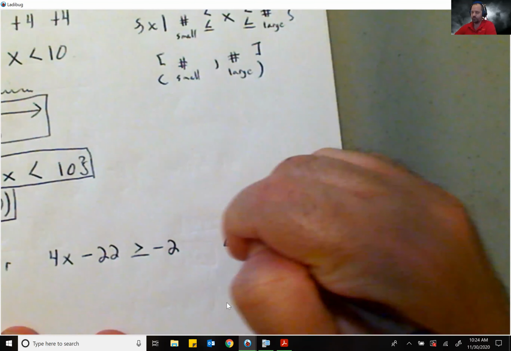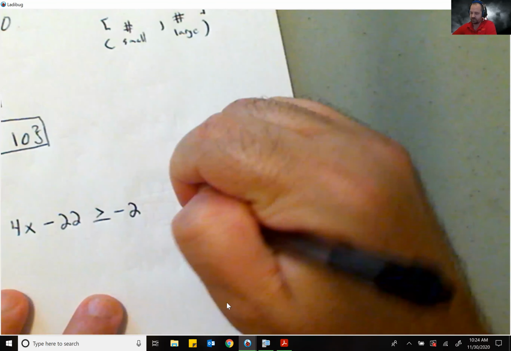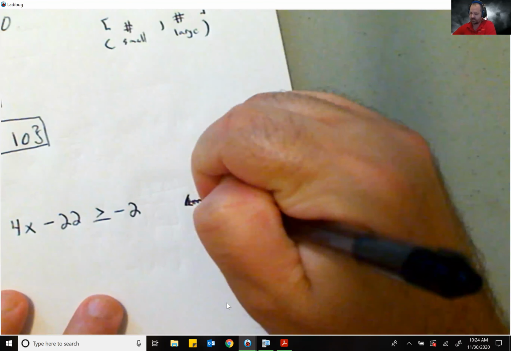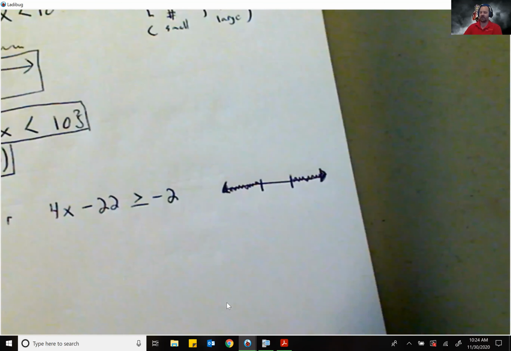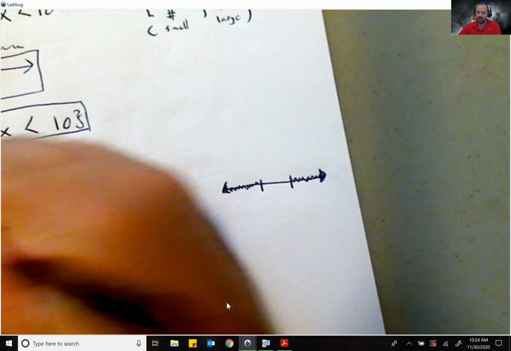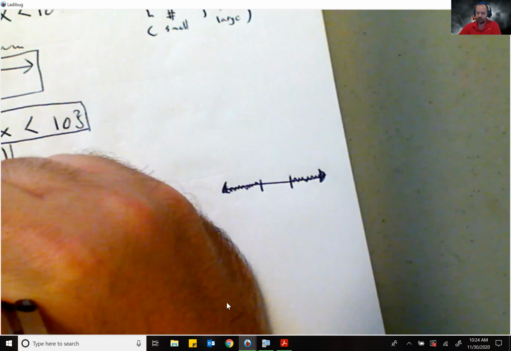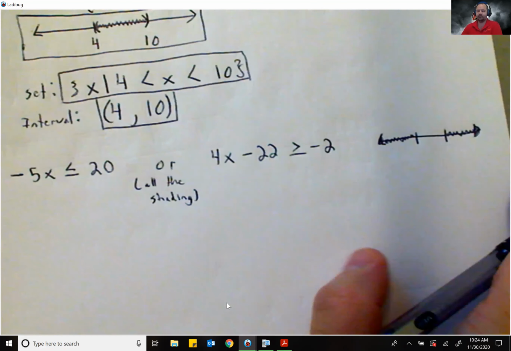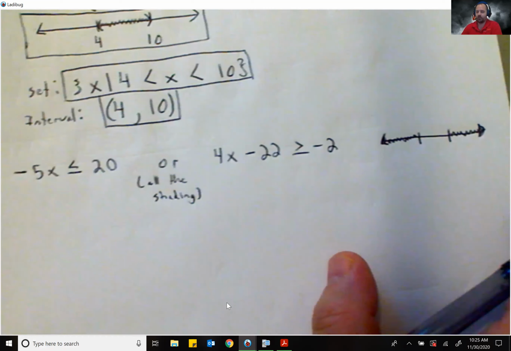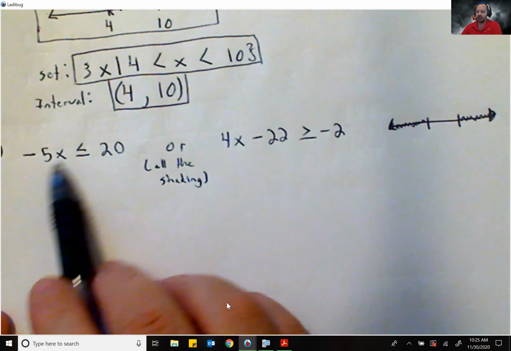So in general, ors tend to look like this when we graph them. We shade the arrows to the outsides, like that. Ors tend to shade the outside, because generally what ors want is all the shading. It's generally how I think about ors. Wherever there's shading, it's coming to the party. All right, so let's do some solving. So how do I solve negative 5x less than or equal to 20?